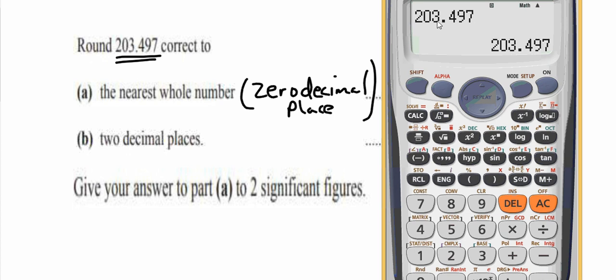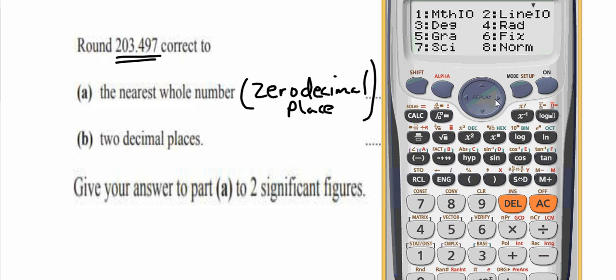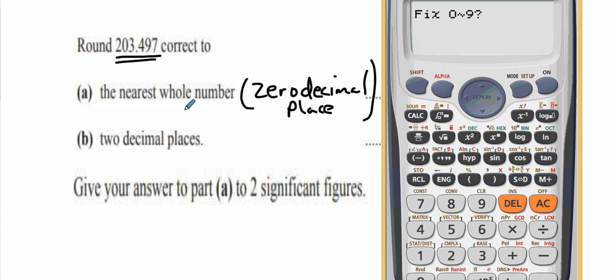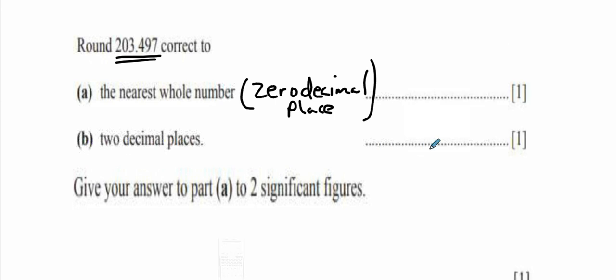Can you see that the calculator is still showing the same number? Now, when they say nearest whole number, they mean 0 decimal places. So you come back here and use the fix option. Choose option 6. They need the nearest whole number, so you press 0 because they don't need decimal places. Can you see that the answer is 203? So here you write 203. This is 0 decimal places.